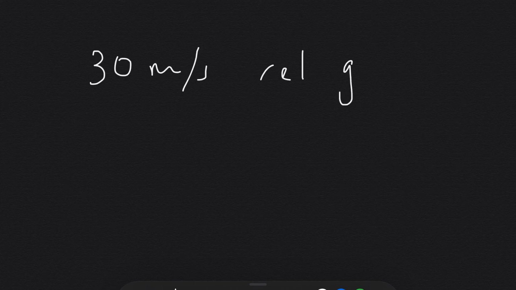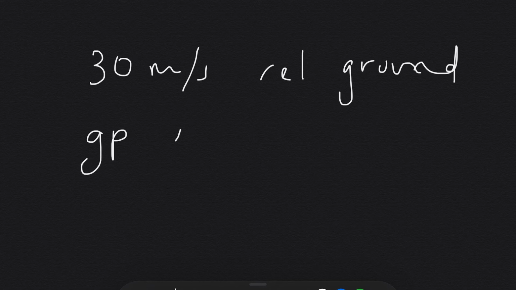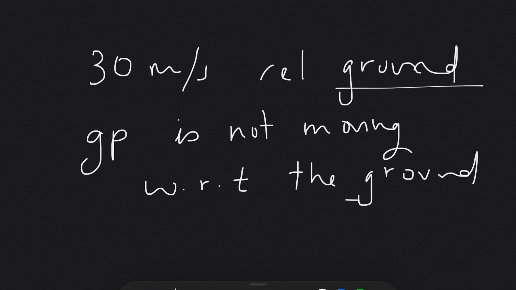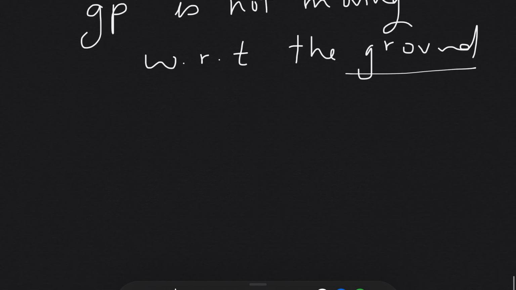So just to make these assumptions clear, because it might seem like I'm rambling at this point, the 30 meters per second speed is relative to the ground. So this is our first assumption. And the goalpost, I'll call it GP, is not moving with respect to the ground. So everything has to do with ground for some reason. Ground here has a special meaning.